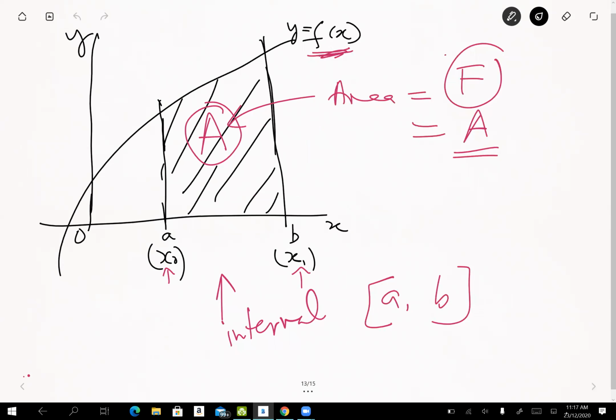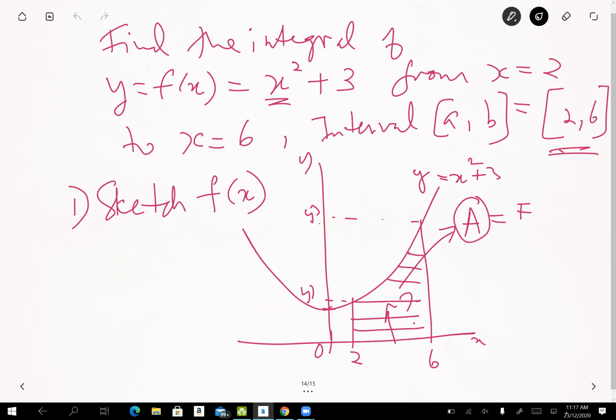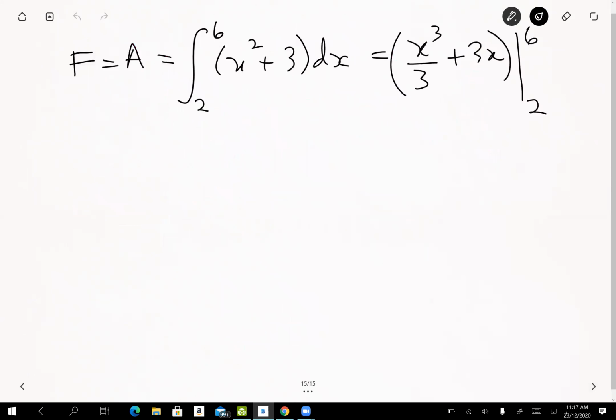So let's do it. Okay, so I want you to try do that. Evaluate the function here at 6. Okay, minus. You evaluate the function at 2. Don't break up the bracket yet. Okay, you keep the brackets, and then only we break up the bracket.